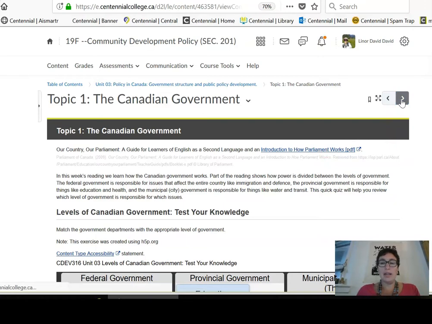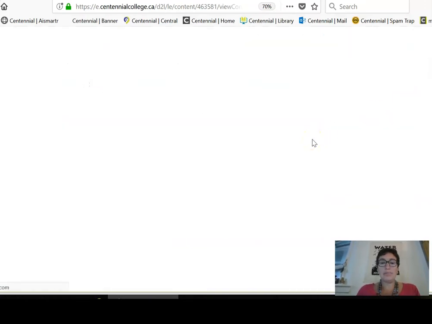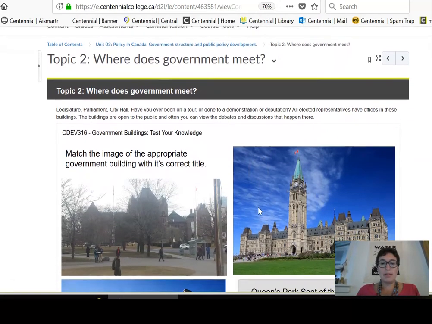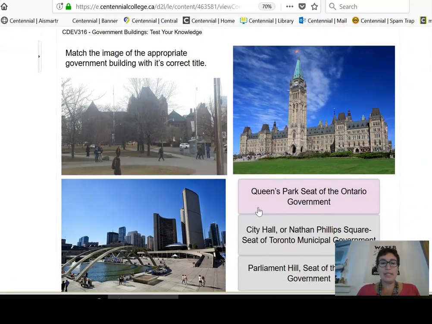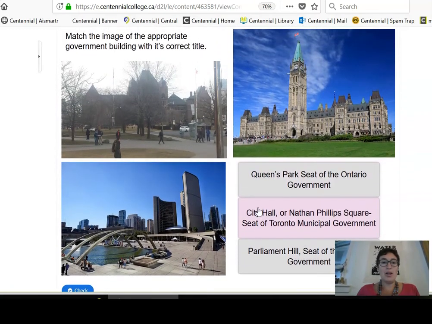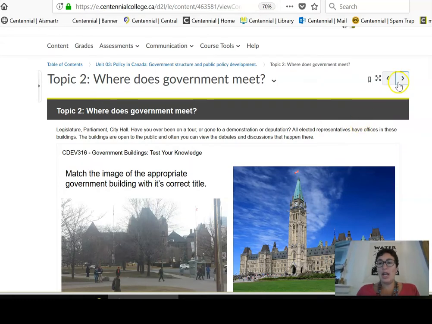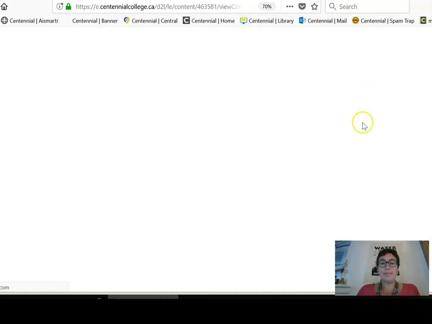On your second topic this week, you will look at where government meets. So again, thinking about our 3 levels of government and where they meet. I'm not going to tell you what each of these places are, but you'll drag and drop and figure it out and test your knowledge. And then our third topic is important.